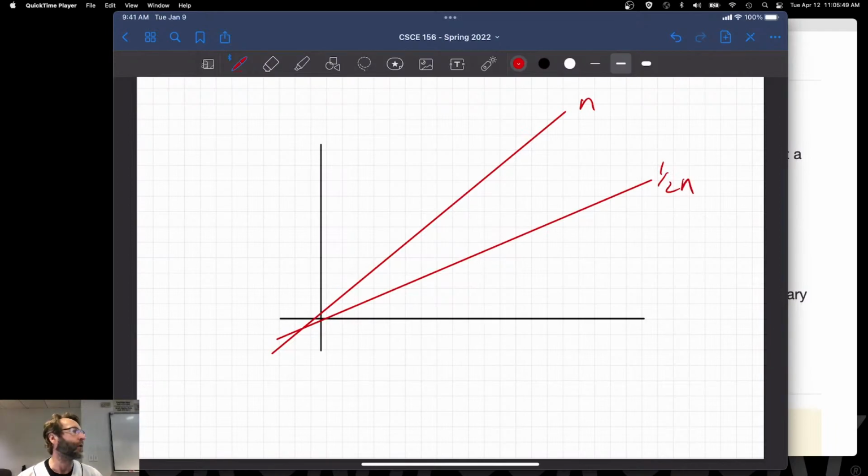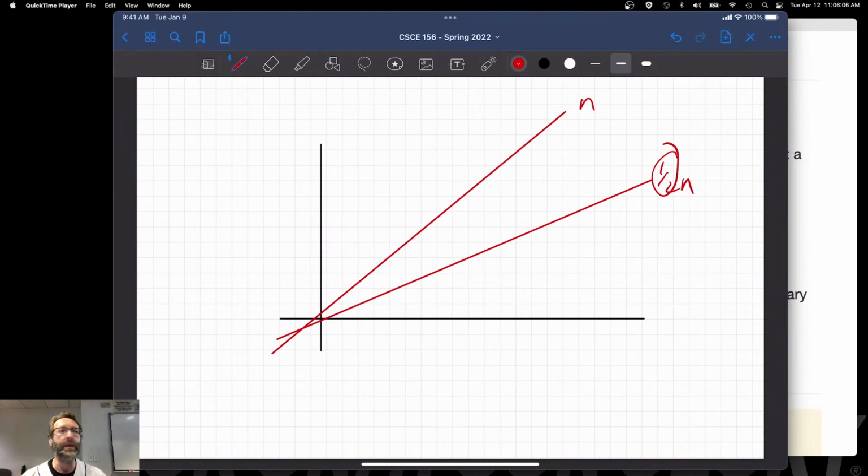The growth rate of both of these is exactly the same, right? It's going to be some constant growth rate, okay? So, is there a big difference between these two? Well, yeah, in the constant sitting out front, but do we care about constants?